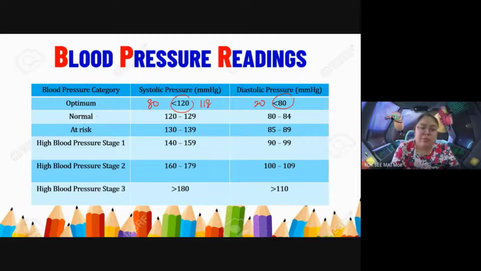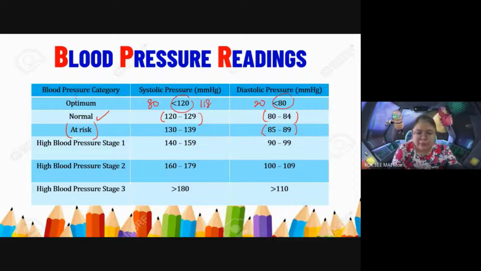Okay, if normal, like this, 120 to 129 for the systolic. Diastolic is 80 to 84. Okay, around that number. Okay, at risk. At risk means you're starting already lah. Pressure coming up, 130 to 139 for the systolic, then the diastolic 85 to 89. This one is at risk, starting borderline, wanting to go up already.